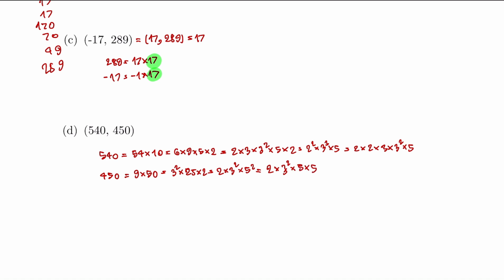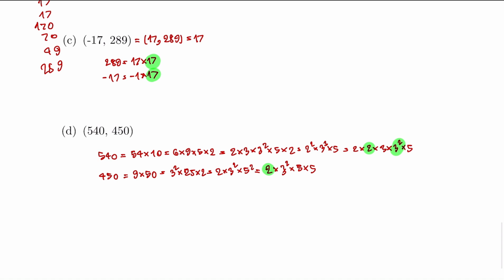And then let's find the common divisor. Number 2, 3 squared, and 5. Okay, so that means that the greatest common divisor of 540 and 450 is 2 times 3 squared times 5, which is 90. Okay, it's 90.